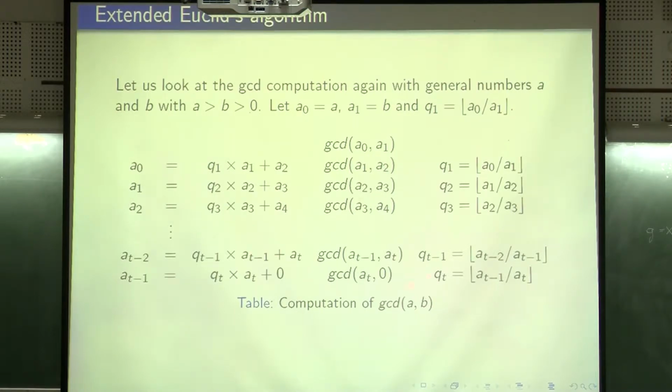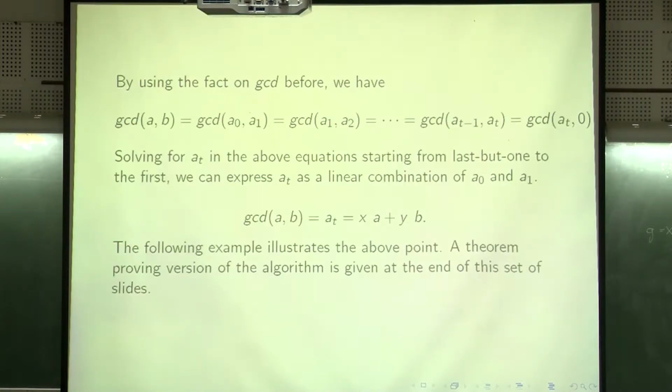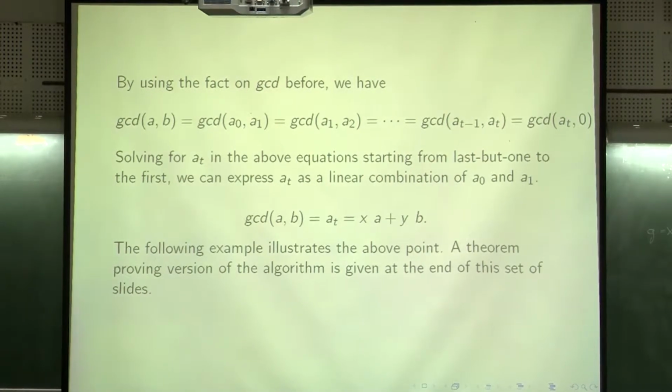Once you get the GCD as AT, you can start working backwards. Using the fact that the GCD of A0 and A1 is the same as the GCD of A1 and A2, and so on up to the GCD of AT and 0, AT will be the GCD. So, solving for AT, starting from the last but one step back to the first, we can express AT as a linear combination of A0 and A1, and you get back that equation.